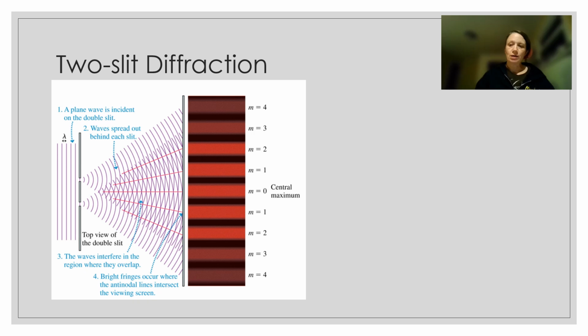If you set up a projector screen at some distance away from the barrier, you find a series of bands of bright and dark light that correspond with this interference. In the center is a very bright band called the central maximum, and we number or order the bands away from the central maximum, starting with m equals 1, m equals 2, and so on till infinity. Of course, in between each of those bright maximum locations is a dim spot that is exhibiting destructive interference.